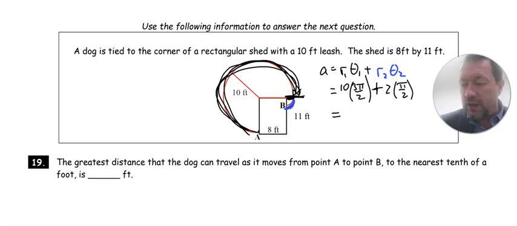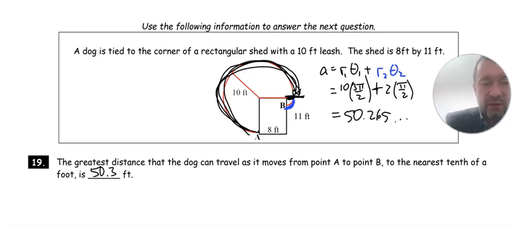When I put this all in, I am going to get 50.265. We are going to round this to the nearest tenth of a foot, so this will be 50.3 feet.